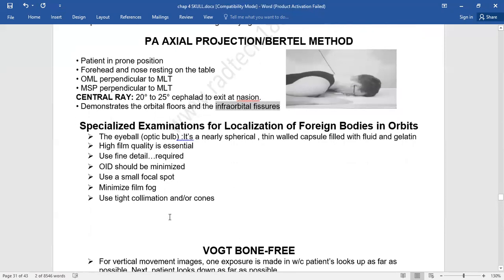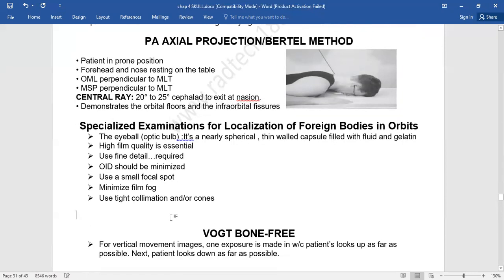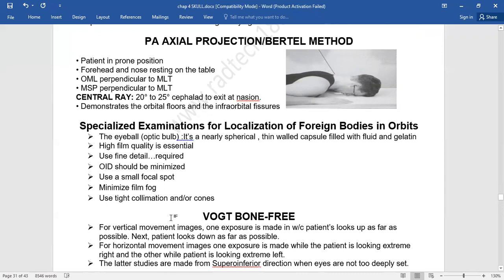Then we also have specialized examinations for localization of foreign bodies sa orbit. The eyeball is a nearly spherical thin-walled capsule filled with fluid and gelatin. So kailangan high film quality, use fine detail, OID should be minimized. So dapat it should be as close to the IR as possible. Use small focal spot, minimize film fog, and use tight collimation or foam.